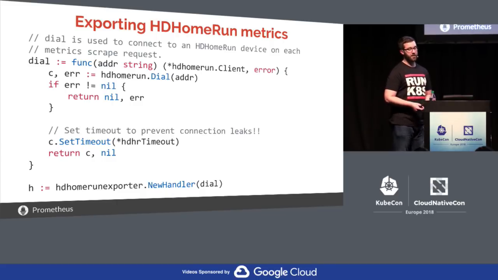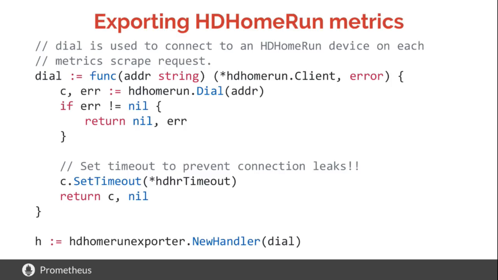This is where things get kind of interesting. So we create this function dial, and dial is used to connect to an HDHomeRun device given some address string. It's going to create the HDHomeRun client for us, and within dial, we're going to call our HDHomeRun dial method or function, and then we're going to make sure we set a timeout.